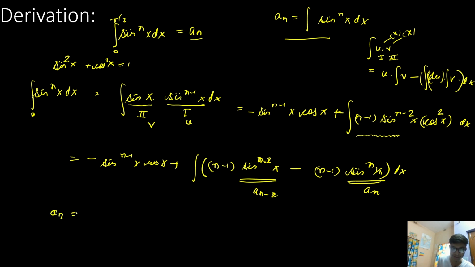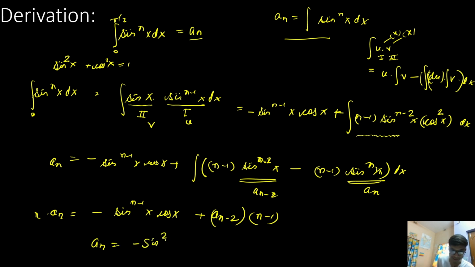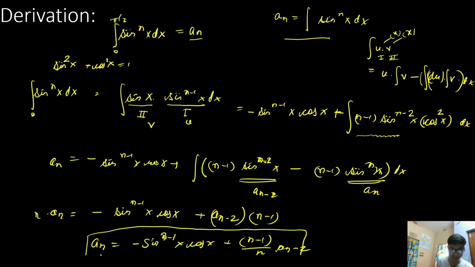So I can write a recurrence relation from here. If I take this particular thing to this side, then I get n minus 1 plus 1, that is n times A of n, is equal to minus sin की power n minus 1 x into cos x plus A of n minus 2 into n minus 1. Now the recurrence relation will come out like this: A of n is sin की power n minus 1 x into cos x plus n minus 1 divided by n into A of n minus 2. So this is the recurrence relation we actually study.